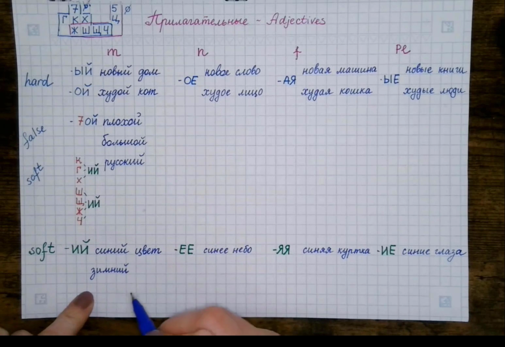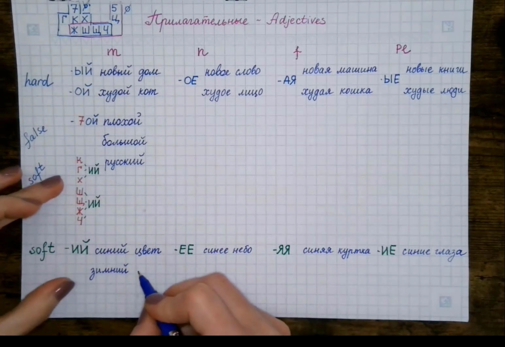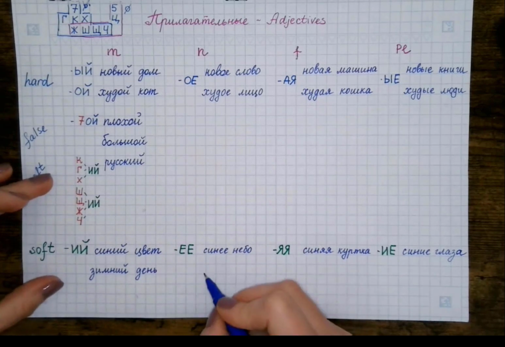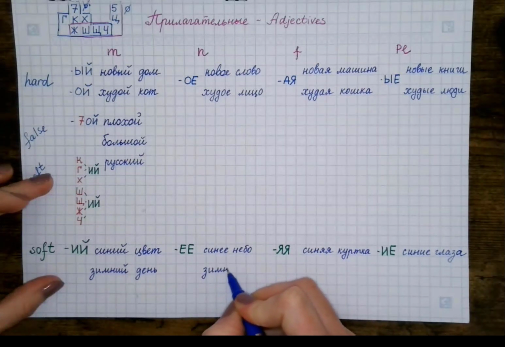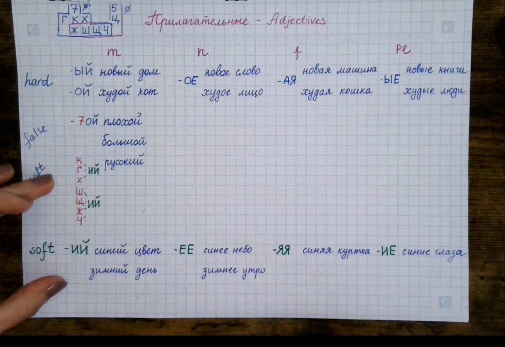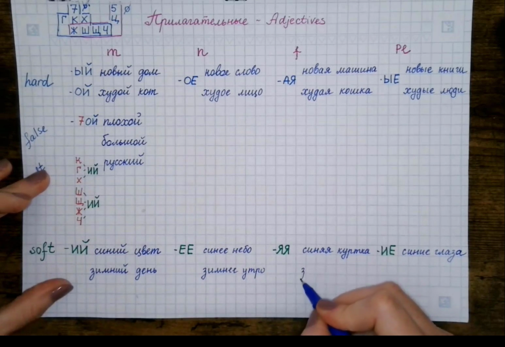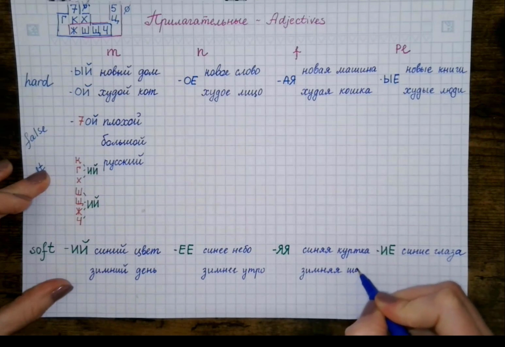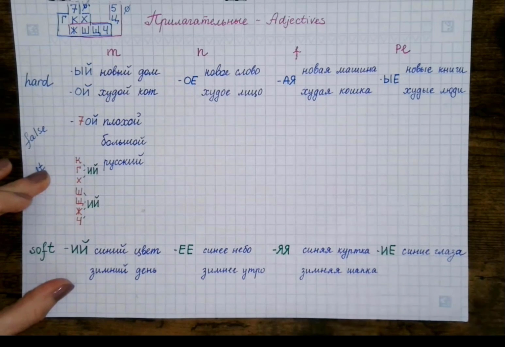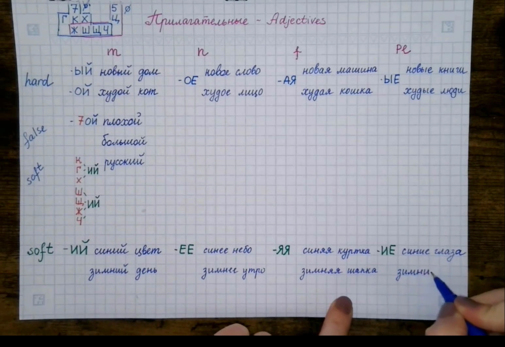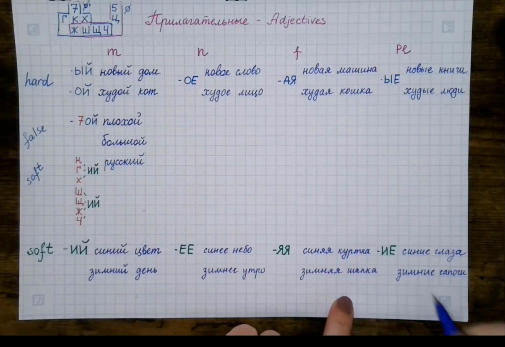which means winter, but winter as an adjective. For example, зимний день, a winter day, or зимнее утро, a winter morning, or зимняя шапка, a winter hat, and зимние сапоги, winter boots, зимние сапоги.